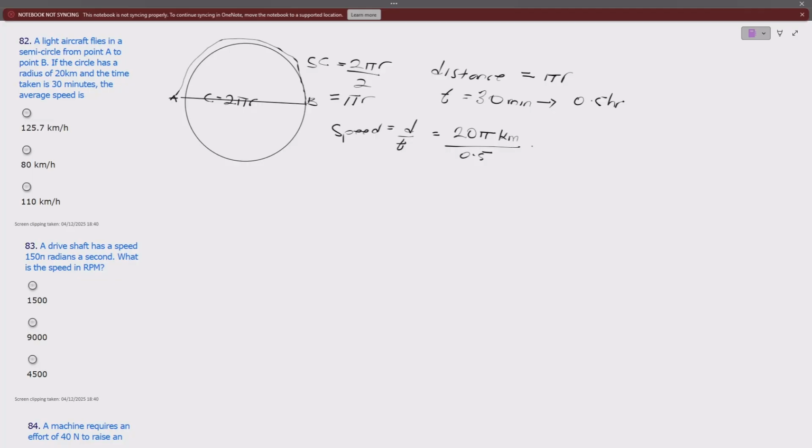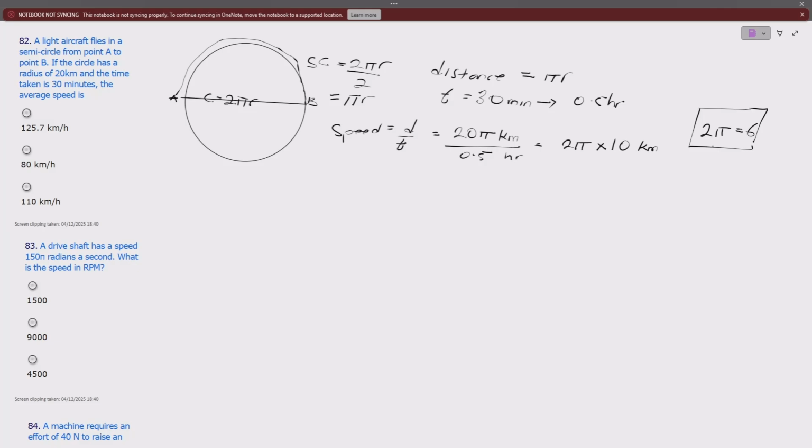Twenty pi kilometers divided by 0.5 can be written as 2 pi times 10 kilometers. We are extracting 2 pi because we know the value of 2 pi to be approximately 6. Since we are not using calculators, if you have a calculator, you can work it straight away and get the answer, but we don't have a calculator, so we have to try and do some approximations here.